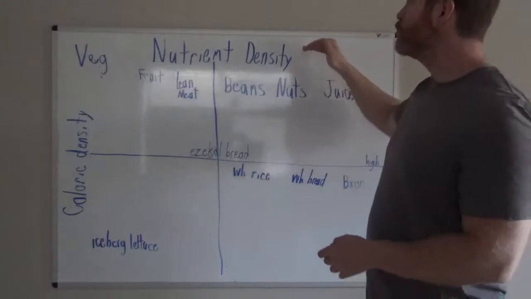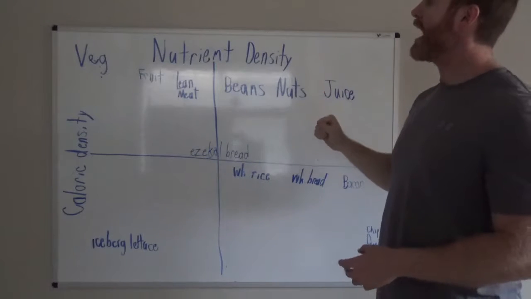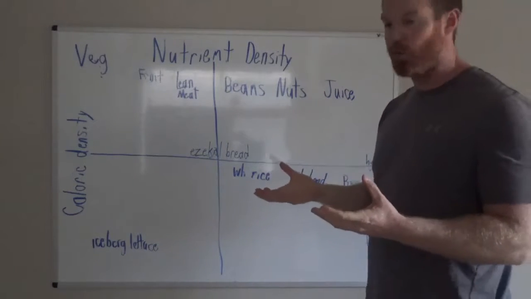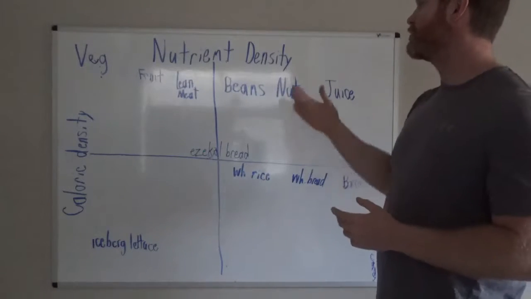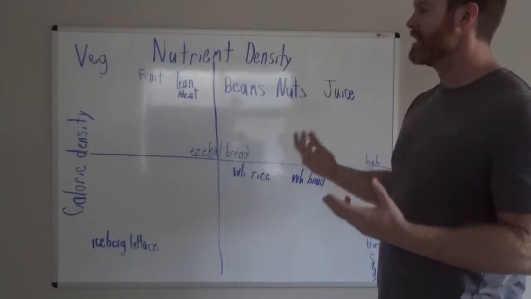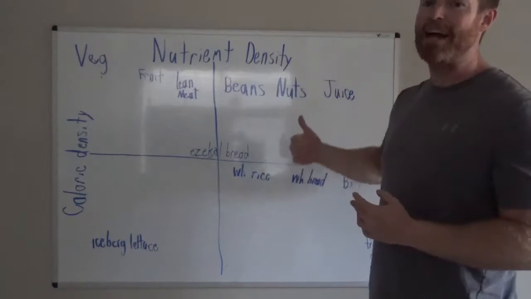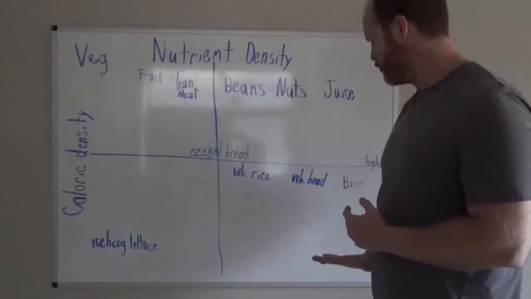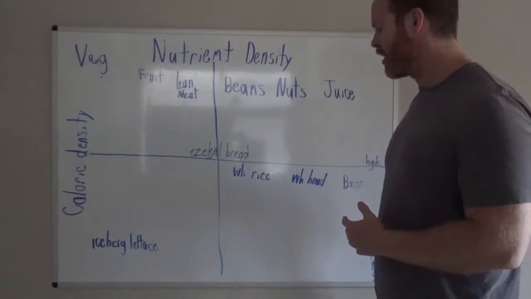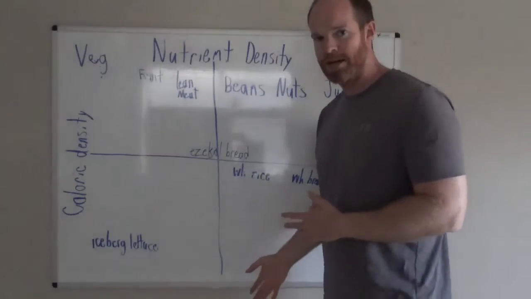Okay? Now nutrient density is how much nutrition there is per unit weight. So very high nutrient density things are going to be like vegetables, nuts, lean meats, fruits. All of those are going to be high nutrient density. Very low nutrient density things are going to be all your processed foods, right?